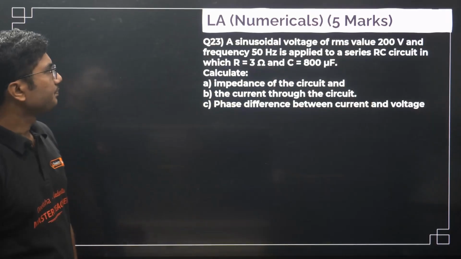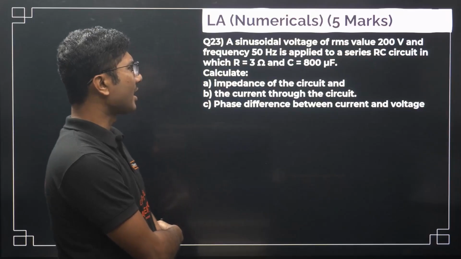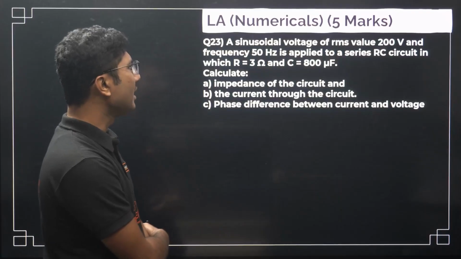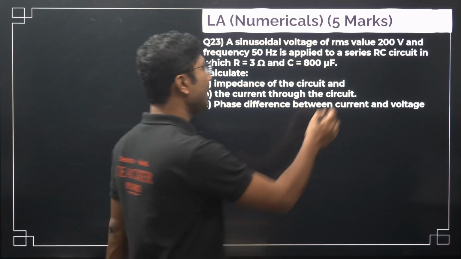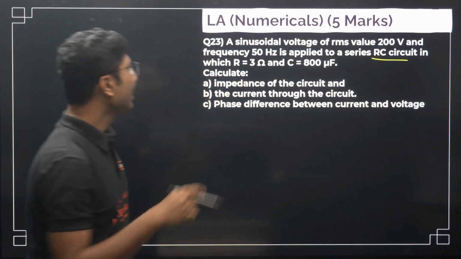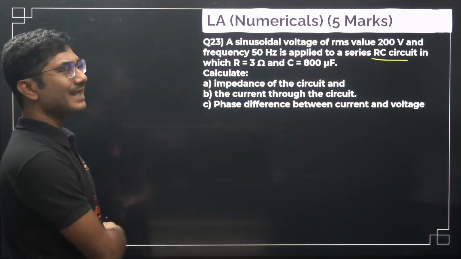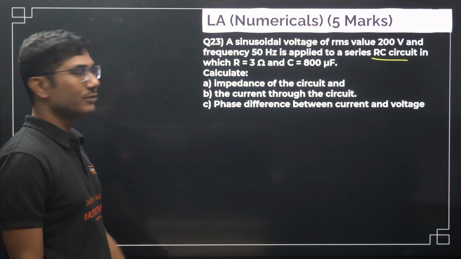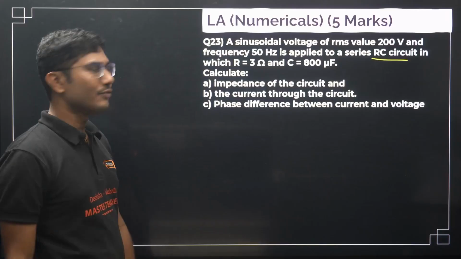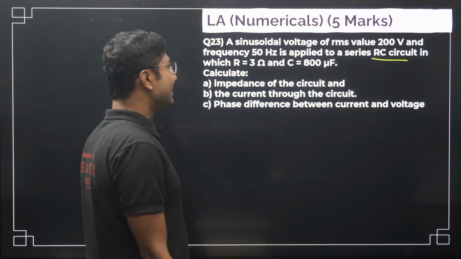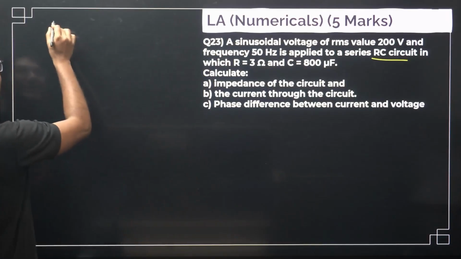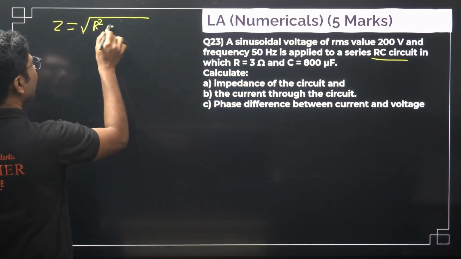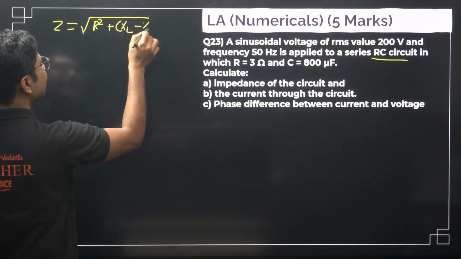Now next question. A sinusoidal voltage of RMS value 200 volt and frequency 50 Hz is applied to a series RC circuit. So only RC is there, L is not there, in which R is 3 ohm and C is 800 microfarad. Calculate the impedance and the current through the circuit, and the phase difference between current and the voltage. So another easy question. First, obviously we know that normally Z equals R square plus XL minus XC whole square, right?